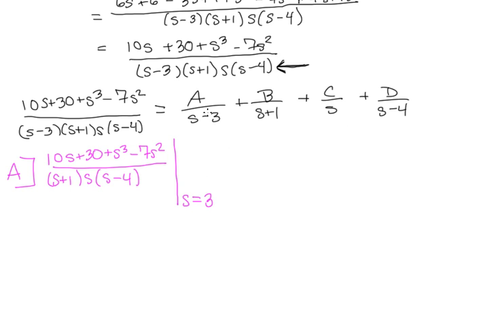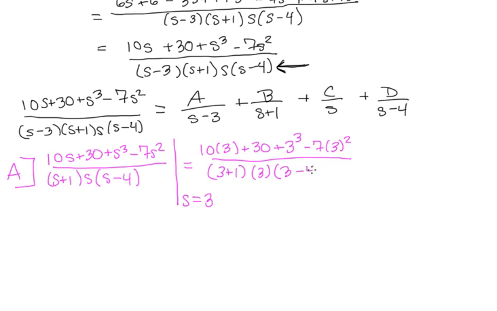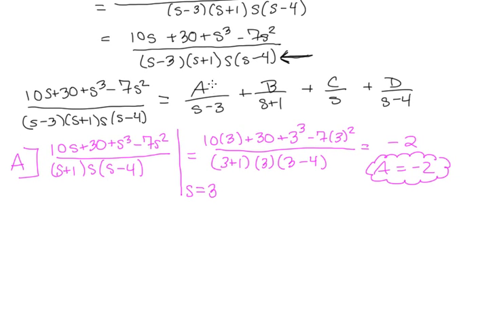So I cover up what A is underneath, s minus 3, and then wherever I see an s, I'm going to plug in a 3. So that will be 10 times 3 plus 30 plus 3 to the third minus 7 times 3 squared over 3 plus 1 times 3, 3 minus 4, and when you solve that, you'll get negative 2. So A is negative 2. Alright, so we solved for A.